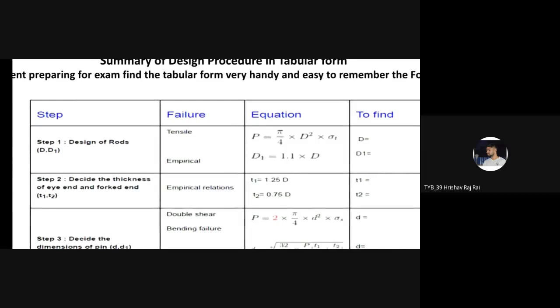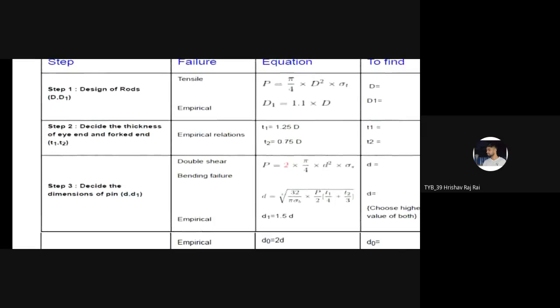Okay, then we can move to the next step, that is step number 3. We are going to decide the dimensions of the pin. For deciding the dimensions of the pin, we are going to use shear as a criterion. Obviously, shear is taking place at two places of that pin. That's why we are going to consider double shear for that pin. The second criterion we are going to use is bending for that pin. Bending may take place in the pin which we are inserting in between the fork and eye.